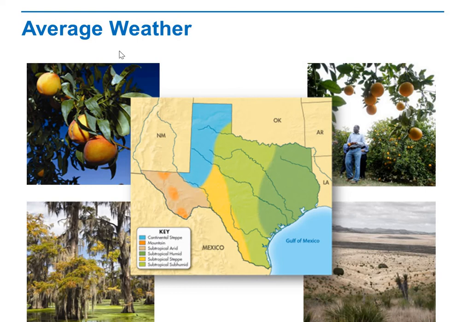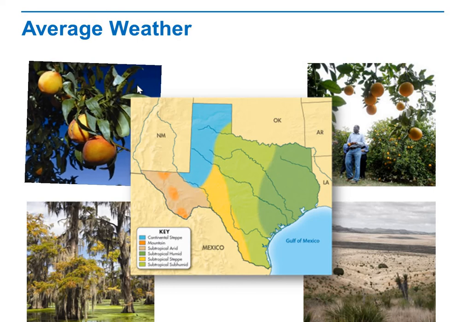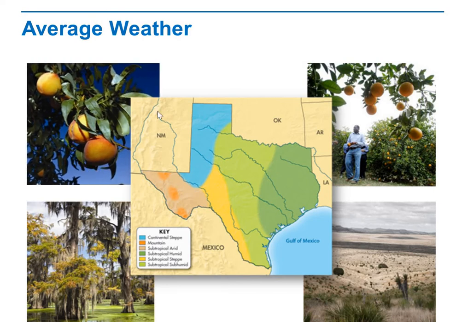What is the meaning of average weather? Average weather means that the weather can easily change day by day, according to the factors that we talked about now: the temperature, air pressure, wind, and precipitation, the amount of water that falls from the sky. Like here, this is the weather in the desert, so it's dry.